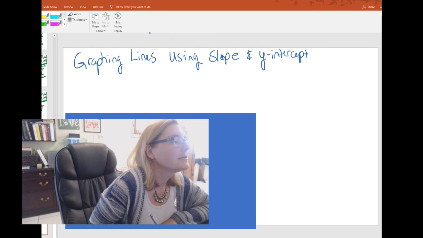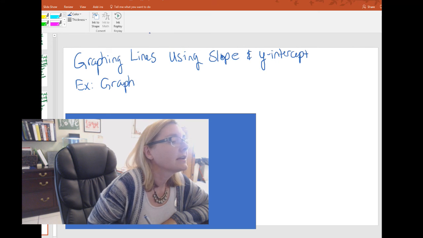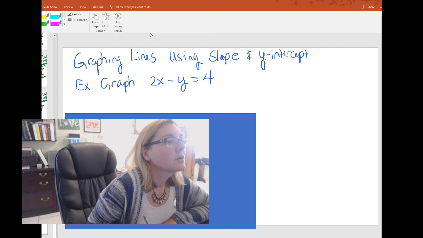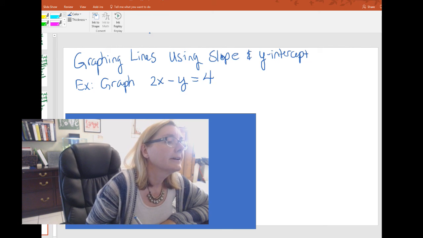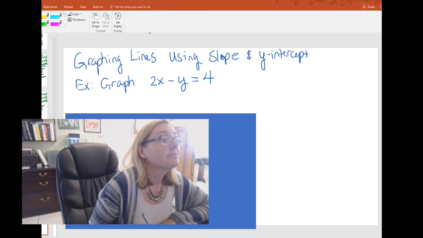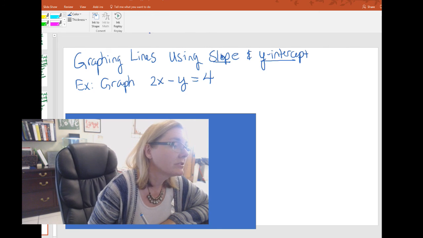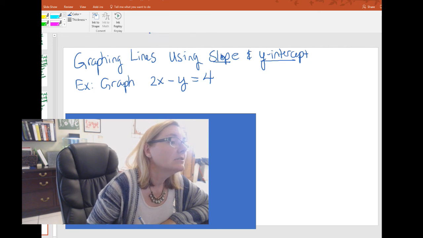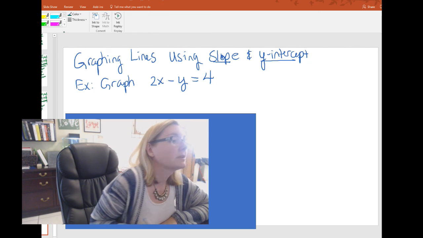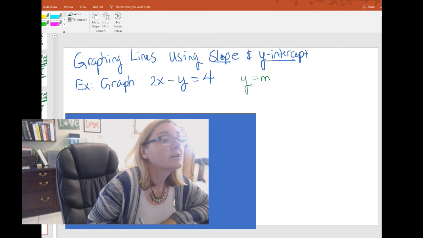Okay, but this time the example is graph the line, and let's do 2x minus y equals 4. Okay, so in this case, before we can actually identify the slope and y-intercept, we have to do some rearranging to get it to match with y equals mx plus b, the slope-intercept form of a line.